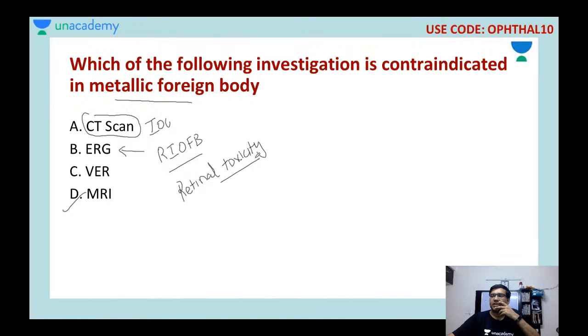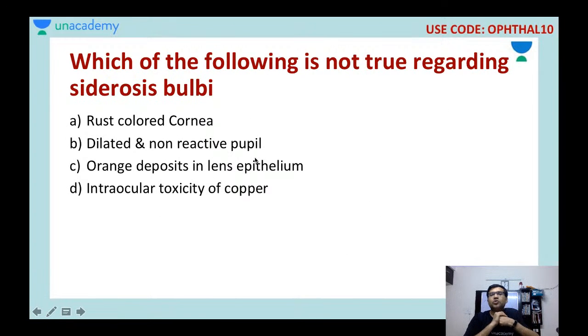Okay, so let's move to our next question. The next question is regarding siderosis bulbi. Which of the following is not true regarding siderosis bulbi? Your options are: rust colored cornea, dilated and non-reactive pupil, orange deposits in the lens epithelium, intraocular toxicity of the copper. Try to answer.